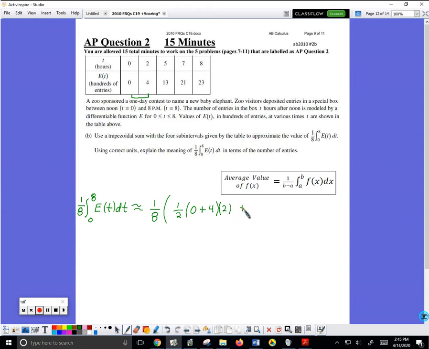Then it's plus, and then we just do it again for each subinterval. Value of E on the left of the subinterval, on the right of the subinterval. The change in time for this subinterval is 3. And plus 1/2. You have to have all of this written out. 13 plus 21.